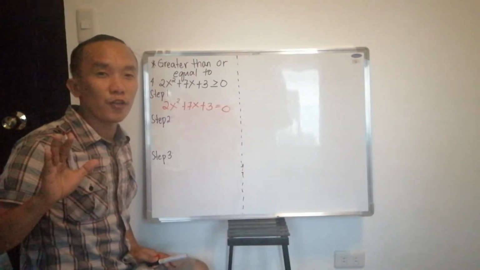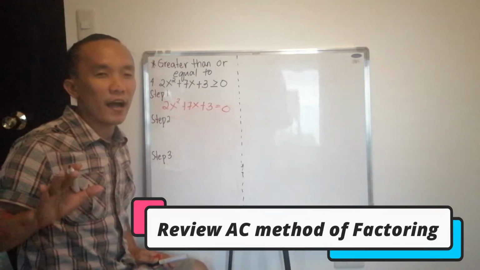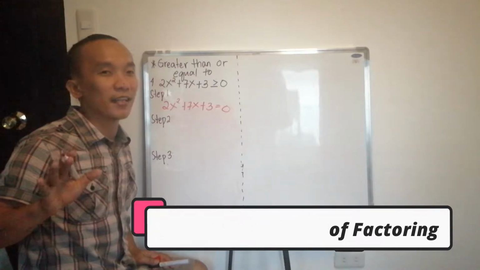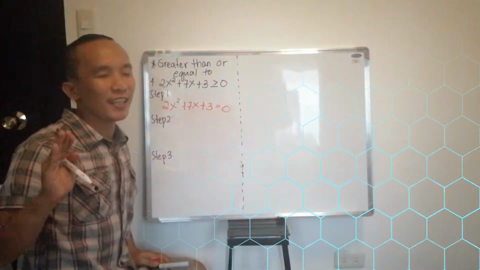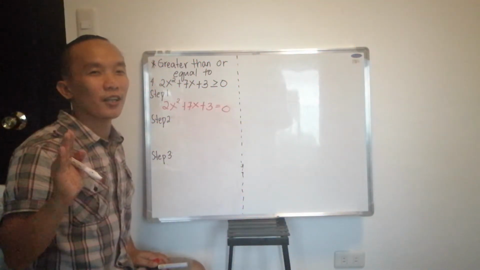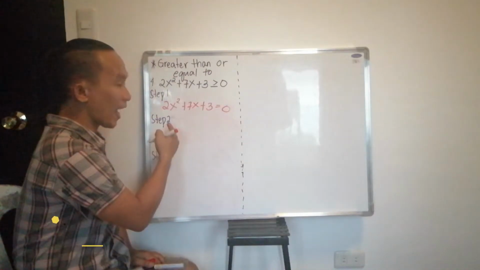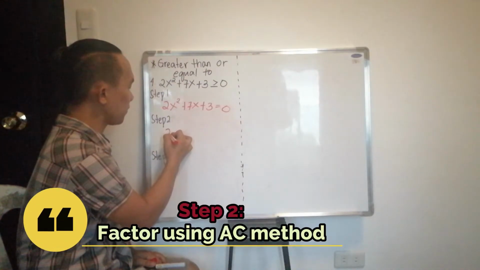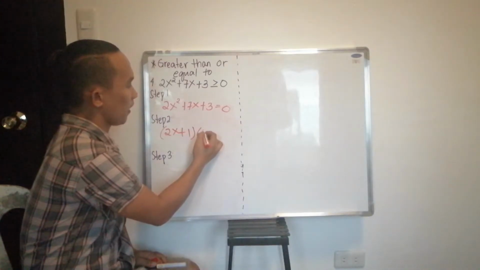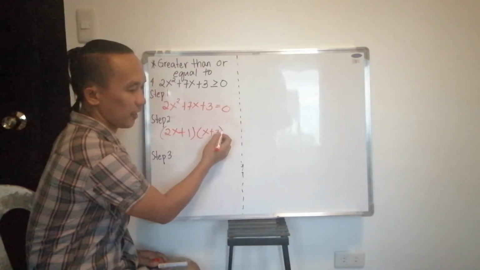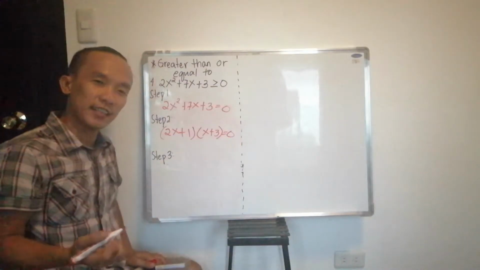So, you have to review your lesson on how to factor using the AC method. I will put the link above. If you already know how to factor an equation where A is greater than 1, we can now proceed. So, this will become (2x plus 1)(x plus 3) equal to 0.